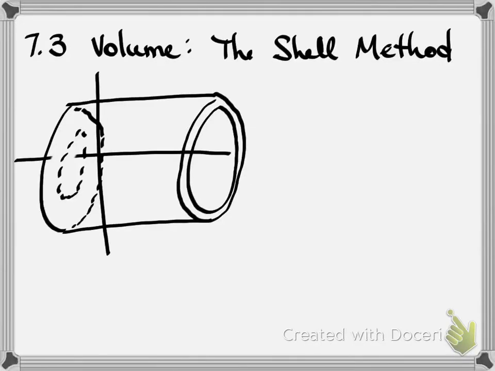Welcome to the last lesson in Calculus AB. So this is to find the volume of a solid. It's another method, and this is called the shell method. To begin, we're going to look at a rectangle here as our representative rectangle.